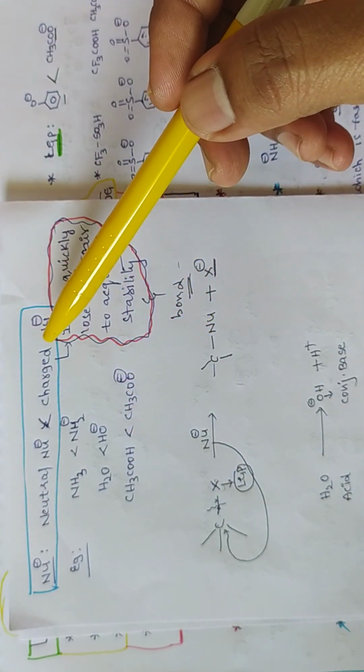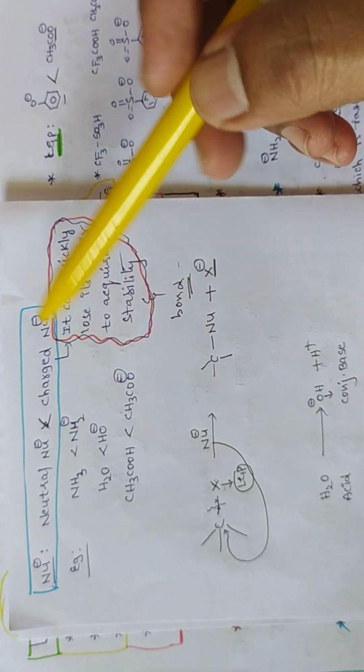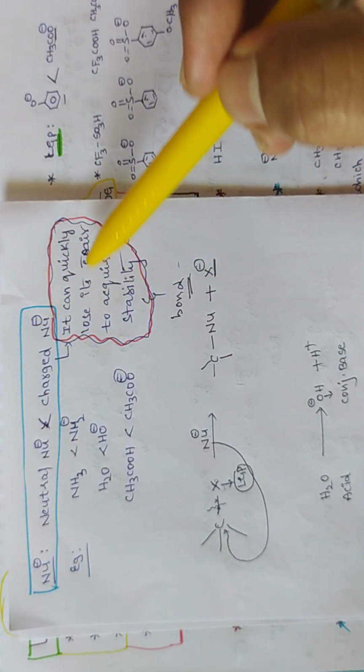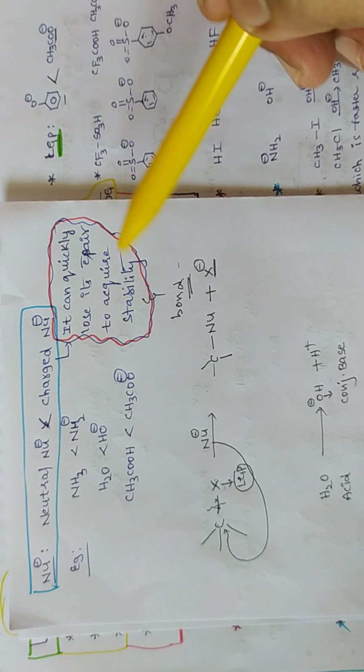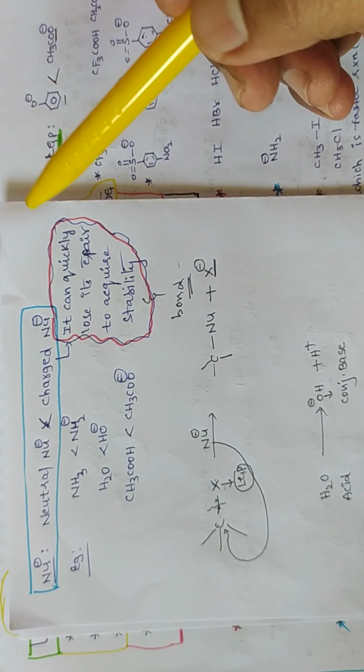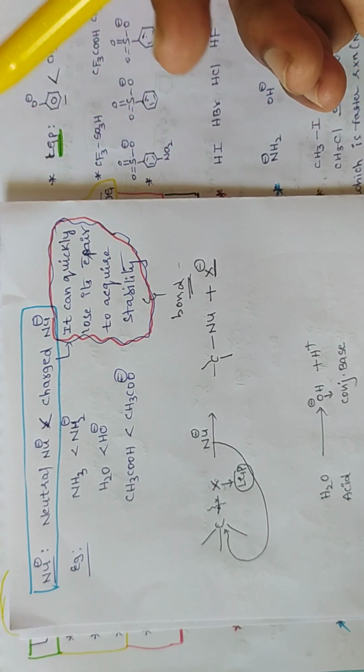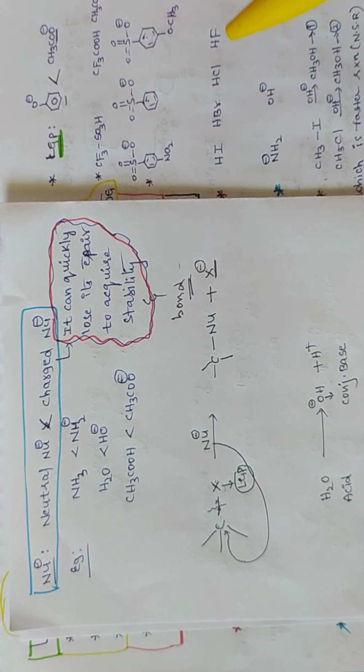Why are charged nucleophiles better than their neutral species? Because of its charge, it can quickly donate its electron pair to acquire stability and form a bond easily. Therefore, charged nucleophiles are better nucleophiles than their neutral species.